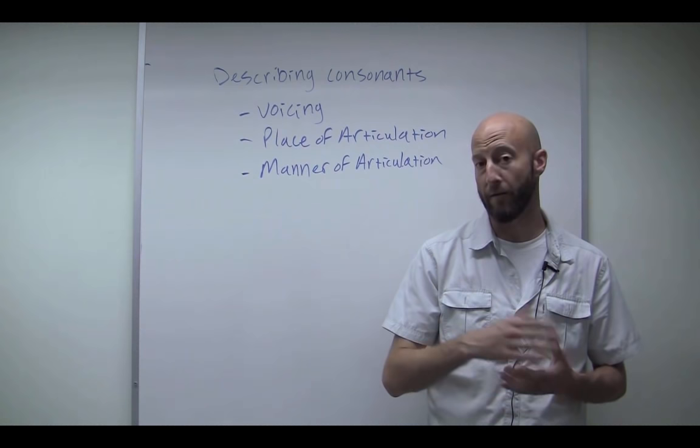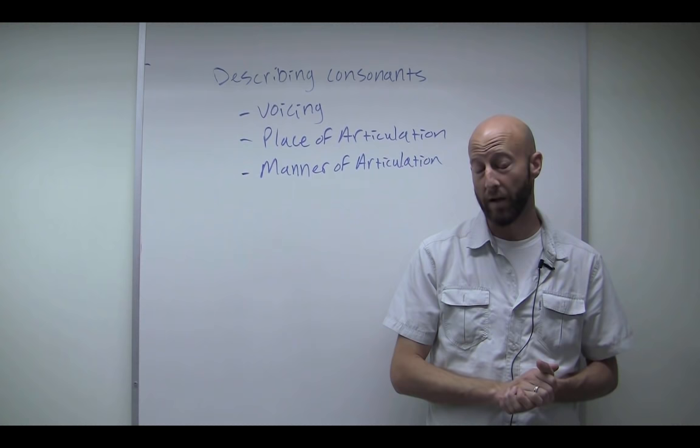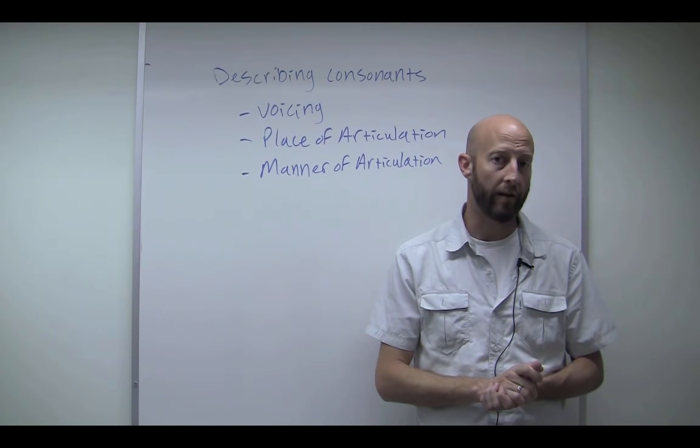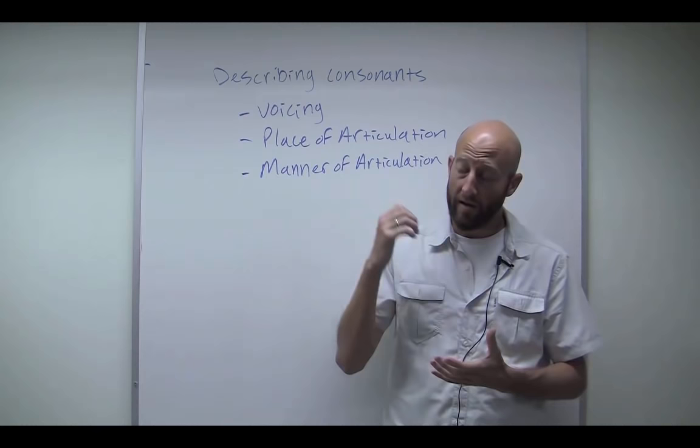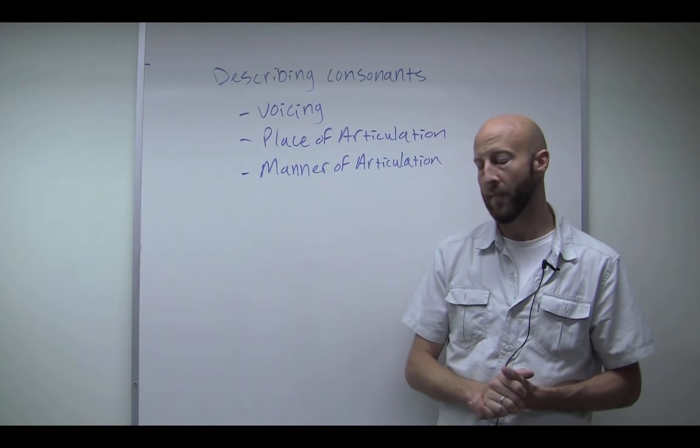So first, we're going to talk about consonants. And what's the difference between consonants and vowels, you might say? Well, it's basically this. With consonants, there's some constriction of the airflow in the vocal tract, whereas with vowels, there is no constriction of airflow. Now, with consonant sounds, linguists use three criteria when we're describing that consonant sound: voicing, place of articulation, and manner of articulation. Let's talk about voicing first.